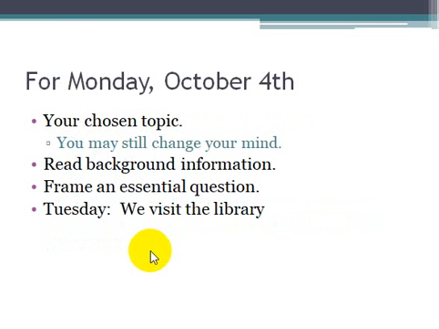Now here is the plan, your plan. Your chosen topic, you may still change your mind, okay? Read background information, frame an essential question. Tuesday, okay, we visit the library. Wednesday, we'll collect from the library. Thursday, we'll sit down and write certain cards. So your plan, how to write your research according to certain plans.